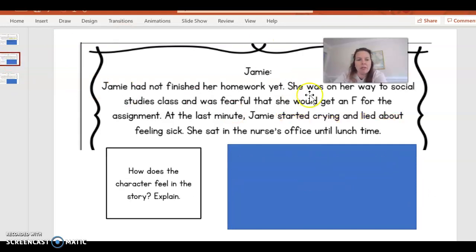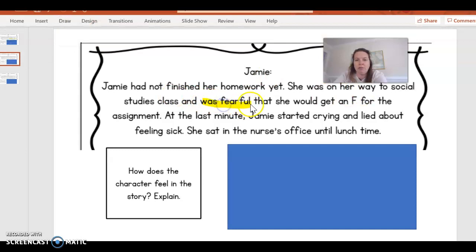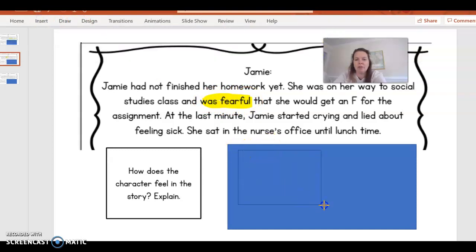Again, same story, except this time we're going to say, how does the character feel in the story? So there are a couple of things that I could underline here. She felt fearful. Okay, and the reason she felt fearful was that she was going to get in trouble. So let's type that in our little box right here. I'm just going to say Jamie felt fearful because she thought she would get in trouble. Okay, so how does the character feel? She was fearful because she thought she would get in trouble.